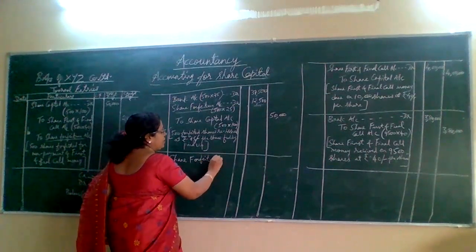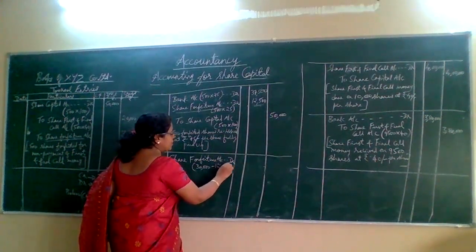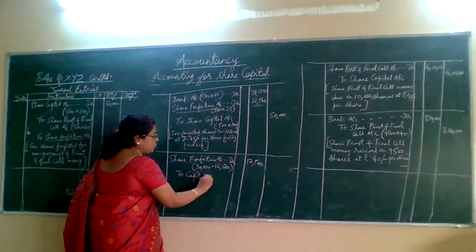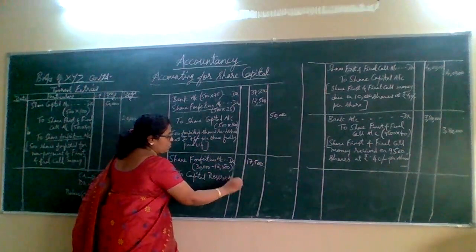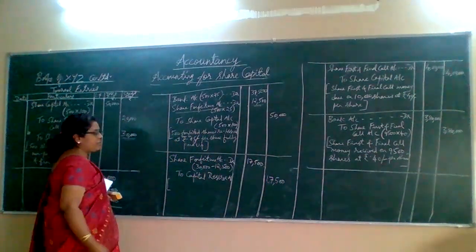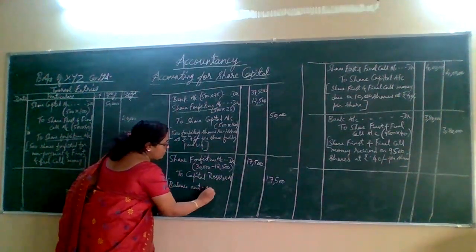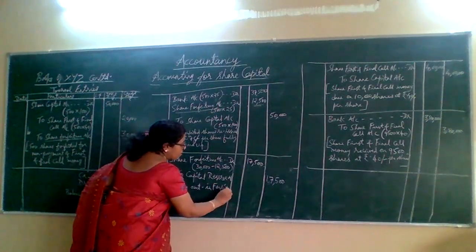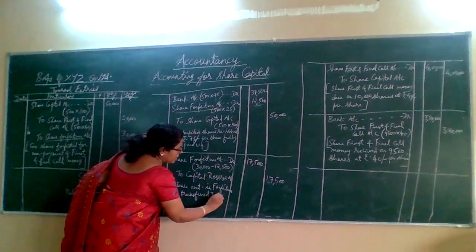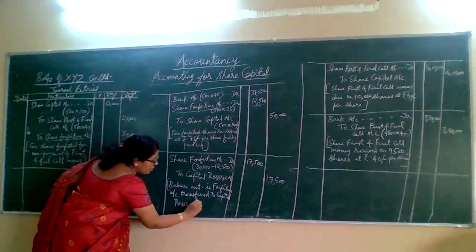Share forfeiture account debit 30,000 minus 12,500 gives you 17,500, to capital reserve account 17,500. Narration will be: balance amount in forfeiture account transferred to capital reserve account.